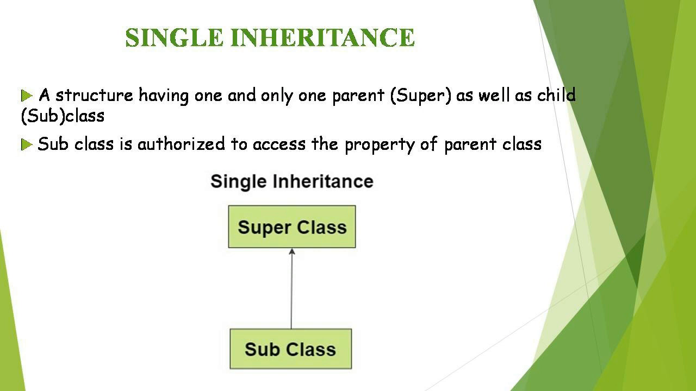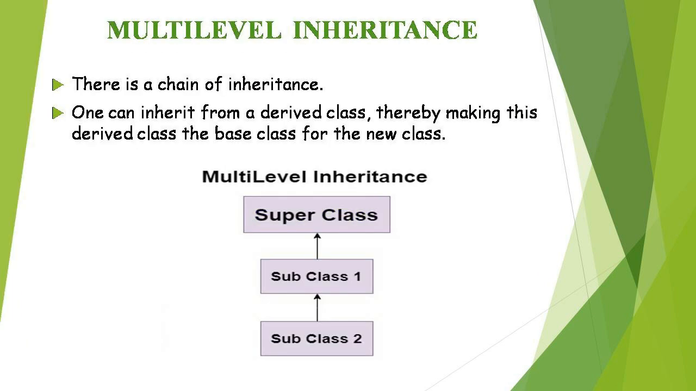Let's see an example. Here, superclass is one class which is inheriting the properties and all the behaviors of subclass, that is another class. Next is multi-level inheritance. When there is a chain of inheritance, it is known as multi-level inheritance.